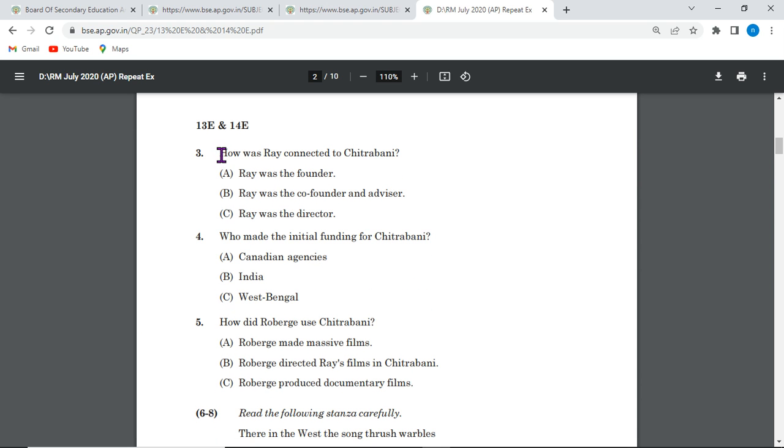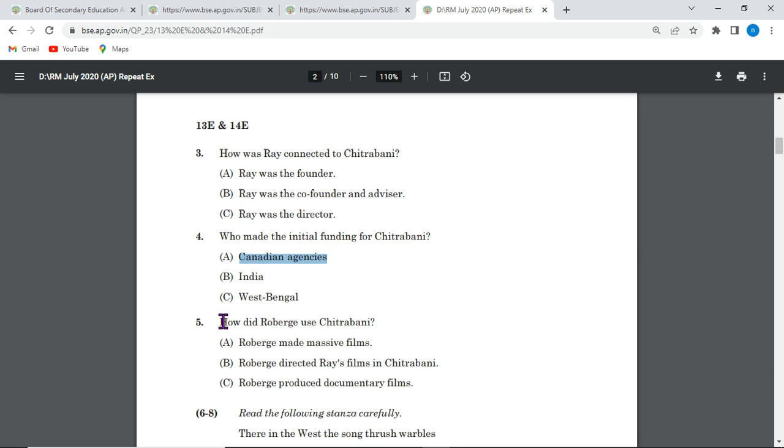How was Ray connected to Chitrabani? Ray was the founder, Ray was the co-founder and advisor, Ray was the director. So answer is Ray was the co-founder and advisor. Who made the initial funding for Chitrabani? So is it the Canadian agencies? Is it India? Is it West Bengal? So answer is A, Canadian agencies.